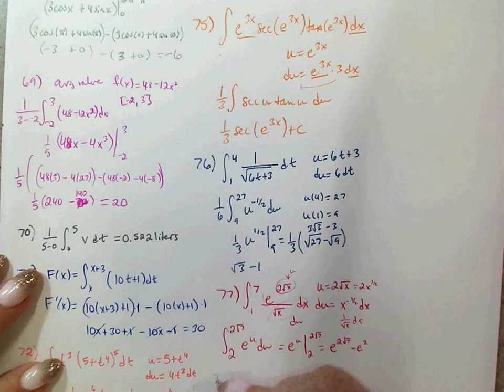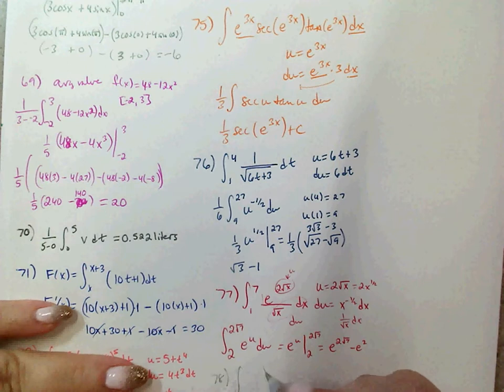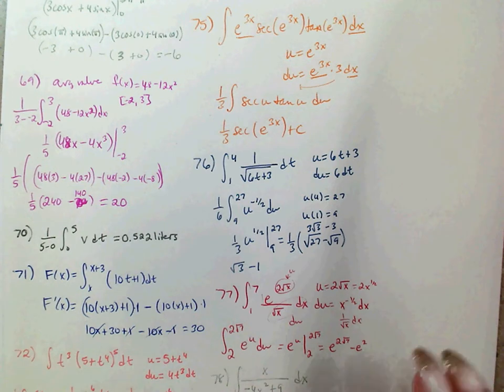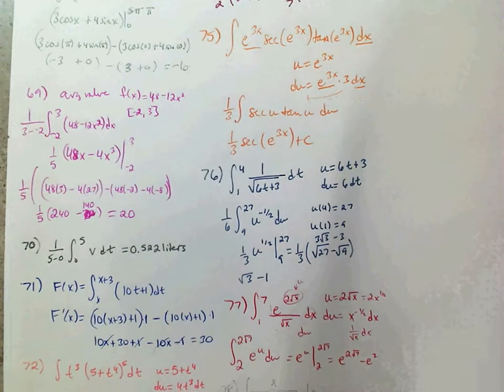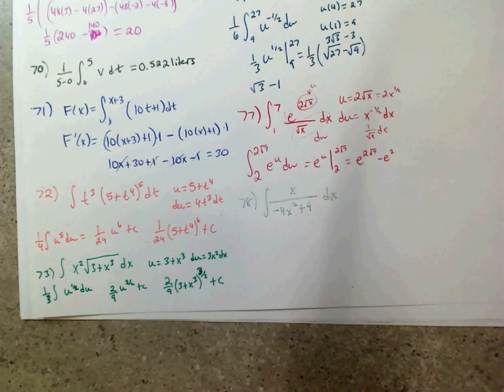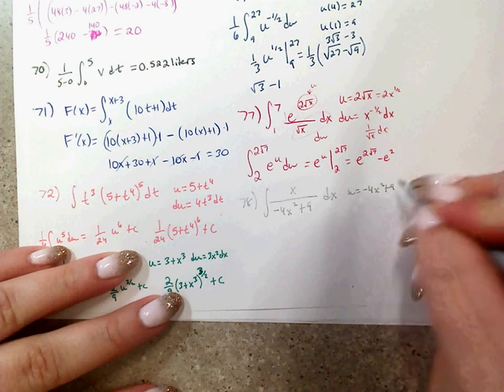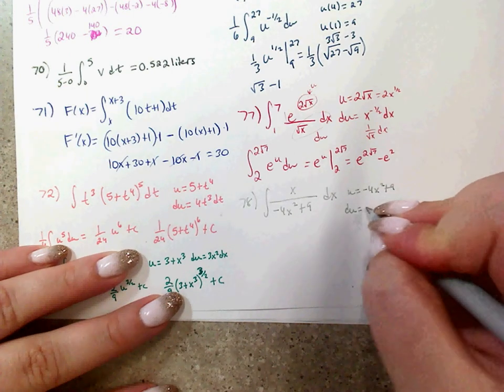So 78 says, find the indefinite integral, the integral of x over negative 4x squared plus 9 dx. Alright, we are going to let u be the denominator because its derivative is a linear term, or a linear function anyway, and we've got a linear x in the numerator. So u equals negative 4x squared plus 9. Du equals negative 8x dx.